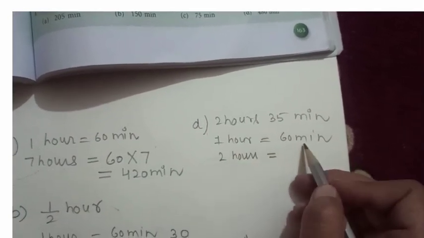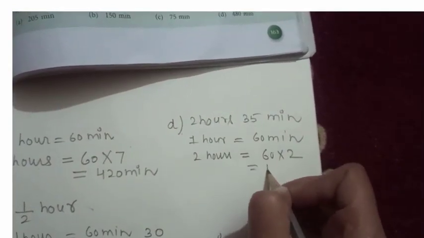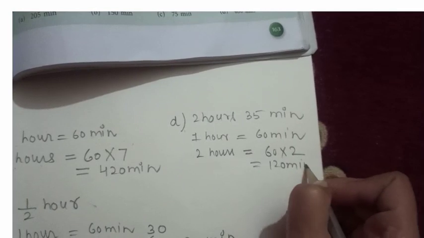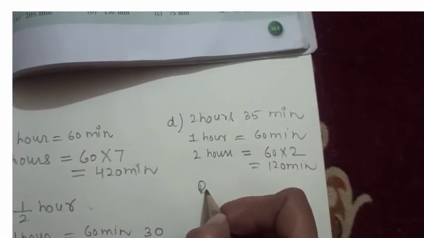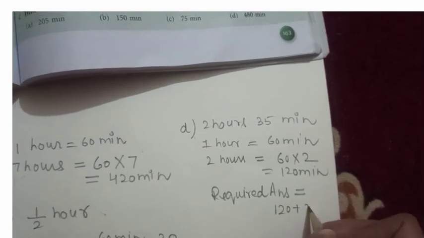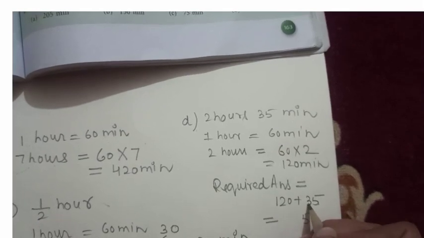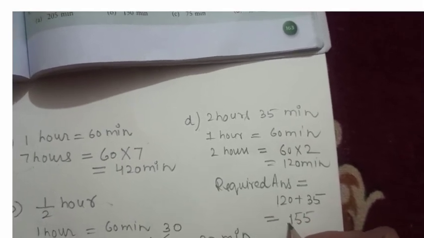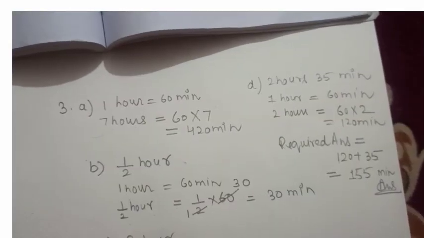Okay, so 1 hour is equal to 60 minutes. 2 hours is equal to 60 into 2, that is 120 minutes. And we already have 35 minutes. So the total required minutes will be 120 plus 35. That means 0 and 5 is 5, 2 and 3 is 5, and 1 will remain 1. So the answer will be 155 minutes.